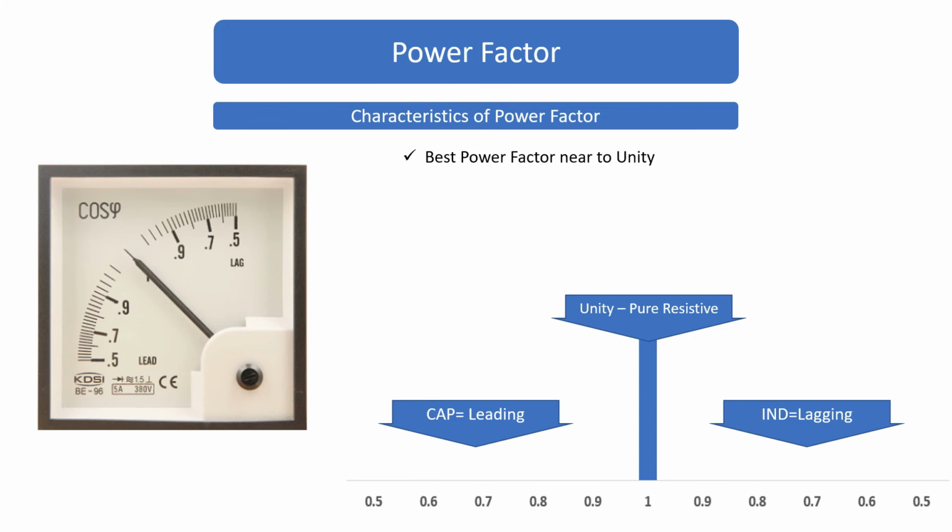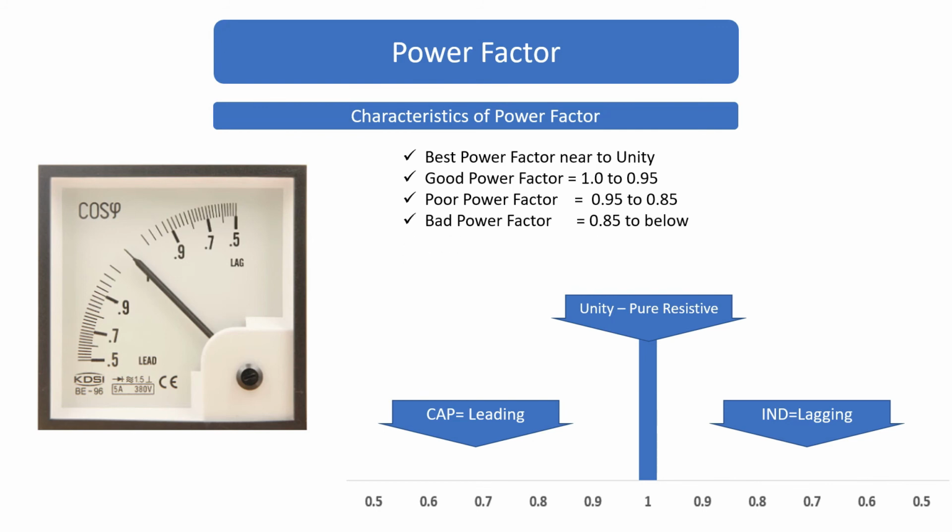Best power factor is near unity. Good power factor is from 1 to 0.95. Poor power factor is from 0.95 to 0.85. Bad power factor is below 0.85. Bad power factor also increases the electricity bills.